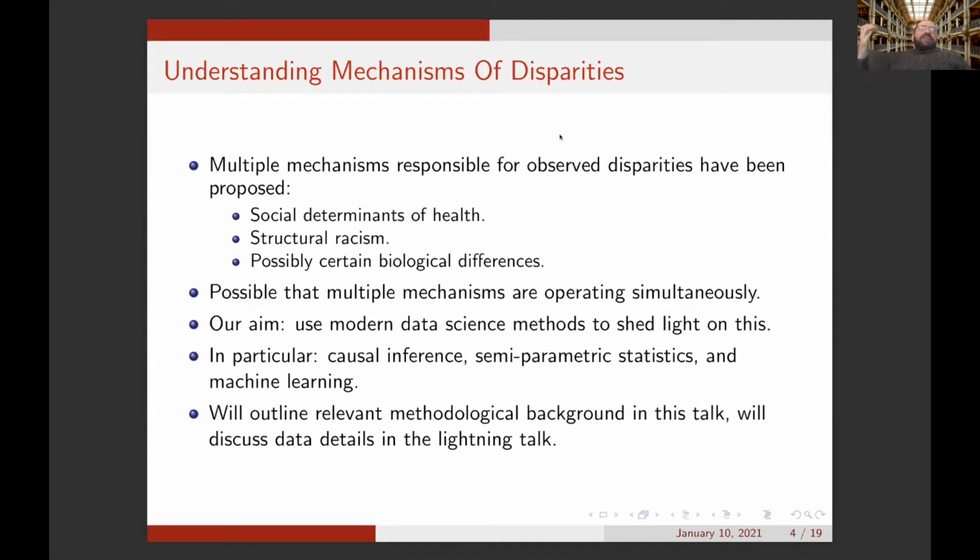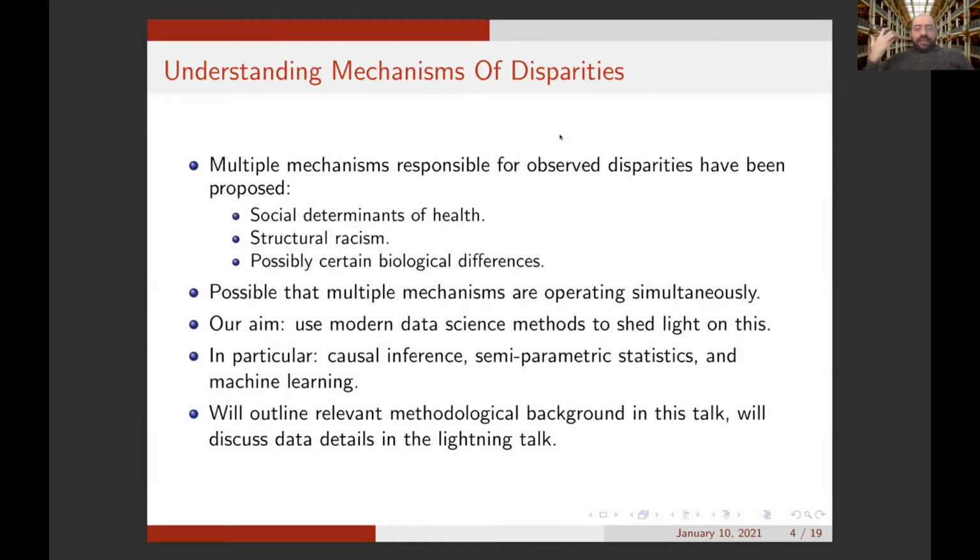For example, there is some thought that vitamin D is protective, and different ethnic groups have different degrees of vitamin D deficiency. And of course, again, Dr. Cooper alluded to this. It's possible and indeed likely that multiple mechanisms are operating simultaneously to bring about the disparities that we're seeing. And so the aim of our project is to use modern data science methods to shed light on this, or try to.